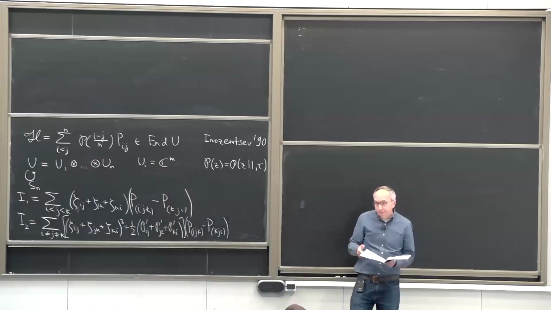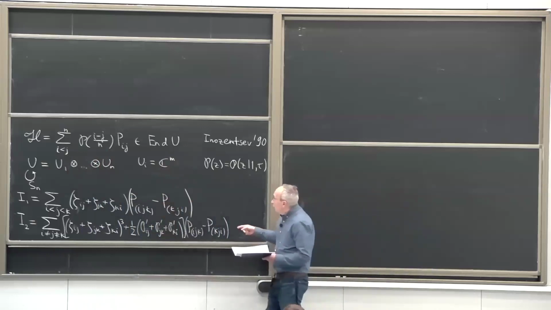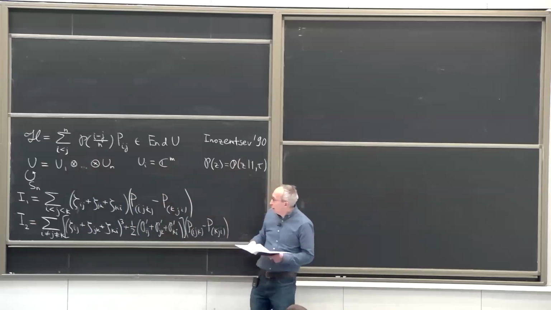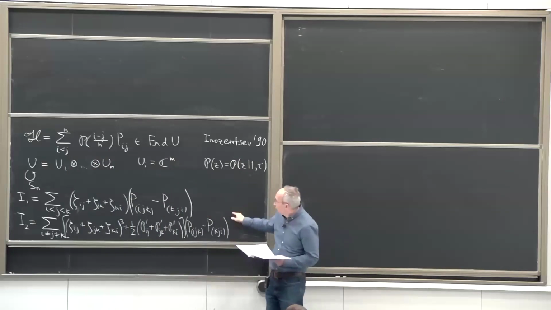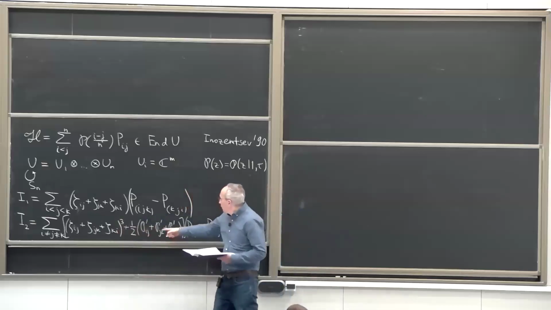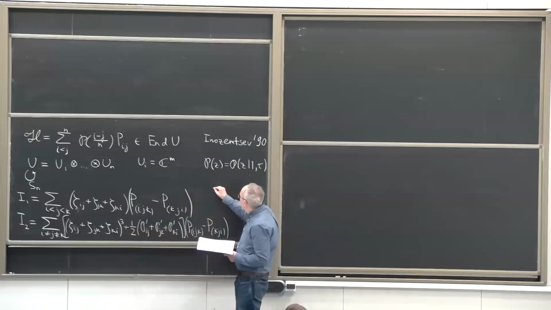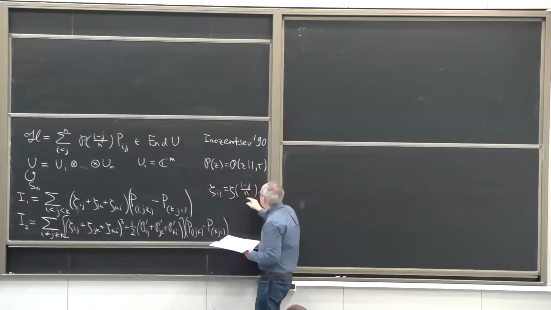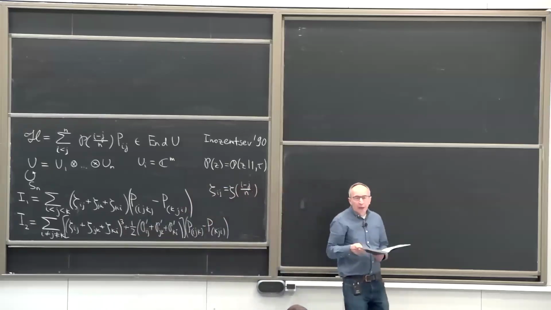Not known. Inozemtsev himself, in his first paper, found two commuting charges, which I wrote here. Here I'm using the notation: the elliptic zeta function, which is minus P prime. If I have something like that, it means that I evaluate it similarly to the formula in the Hamiltonian, evaluated at (i minus j) over n.